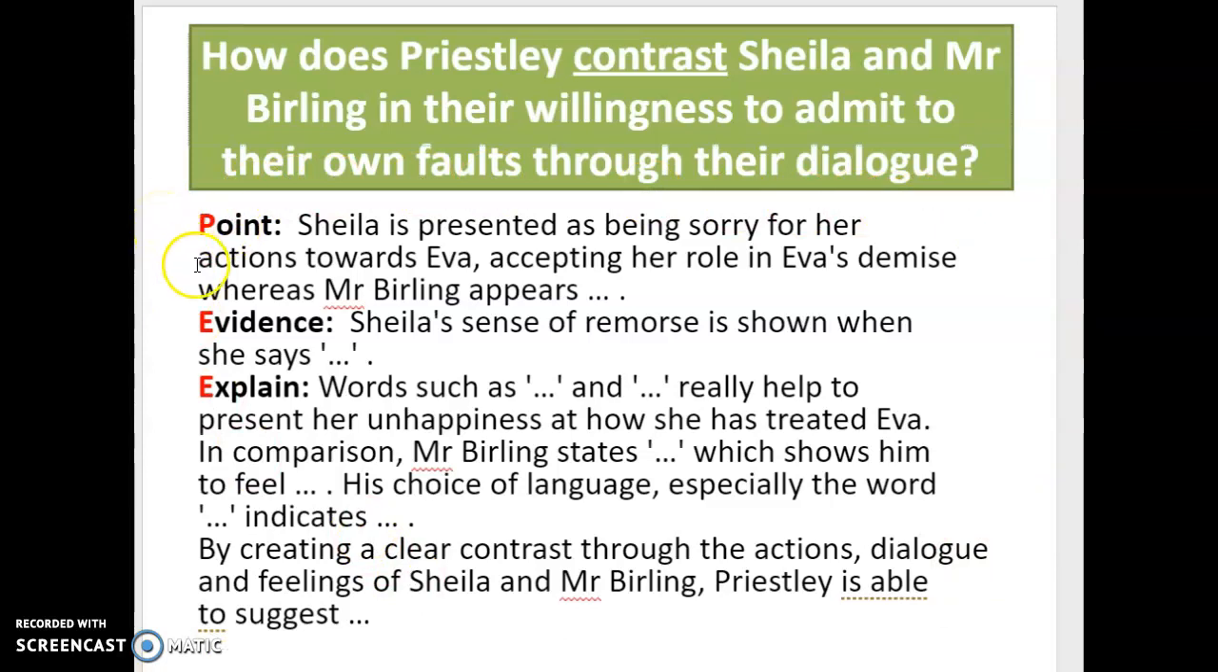So what this encourages you to do, and what we always need to do when we're writing a paragraph, is you need to make sure that you make a clear point. Make a clear point first. And then obviously support that with evidence before you then go on to explain and analyze.